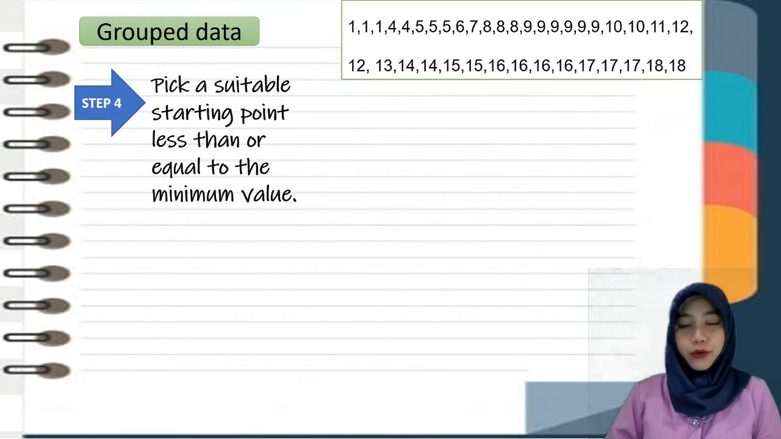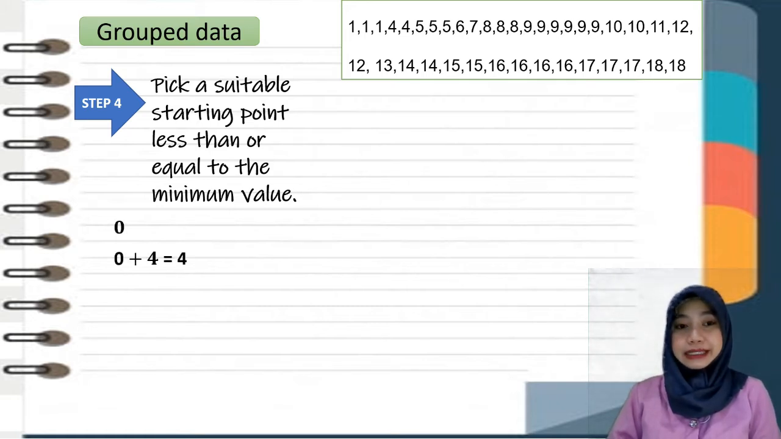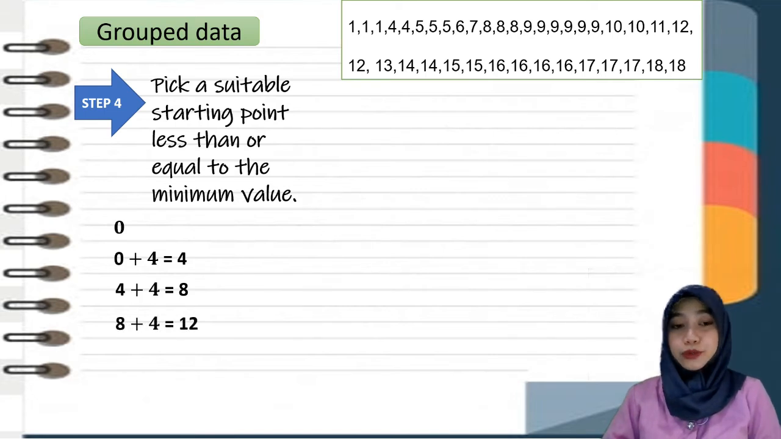And we have step 4. Pick a suitable starting point less than or equal to the minimum value. Our minimum value in the given set of data is 1. So we can start at 0. And then from here, we will add the class width. So we have 0 plus 4 equals 4. And then from 4, we will add the class width again. So we have 4 plus 4 equals 8. And then from 8, we will add again the class width of 4. So we have 8 plus 4 equals 12.